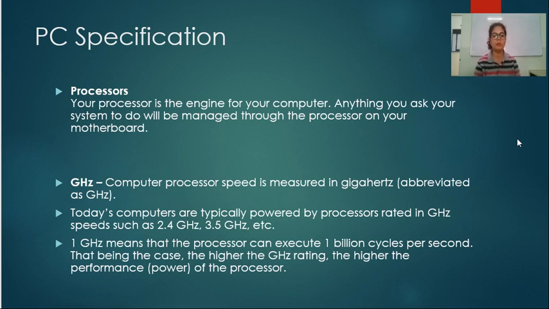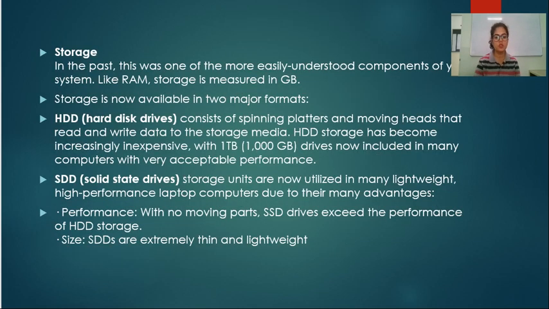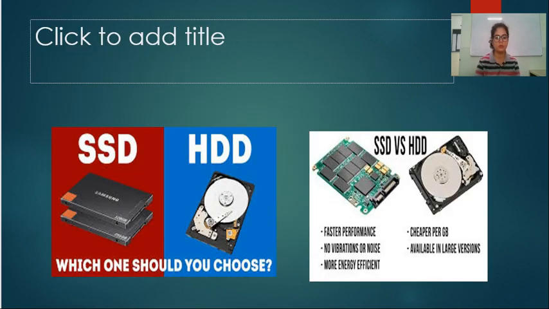In this topic we have already studied about processors, gigahertz, then we have studied about RAM, storage, hard disk drive, solid state drives. We have seen some examples of solid state drive and hard disk drive. So that was all that we have already covered in the last session. Now we will start with the remaining parts of the PC specification.